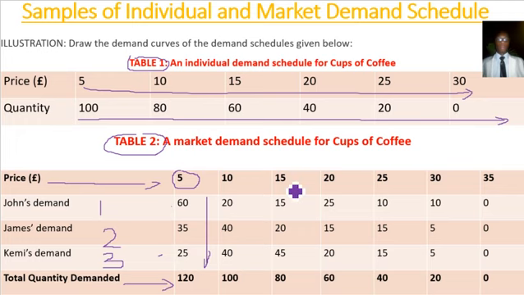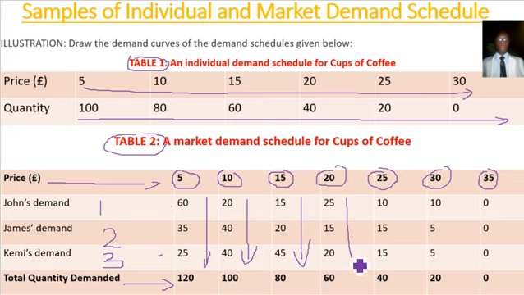You do the same thing at each of the other prices given to you, that is at 10, at 15 pounds, at 20 pounds, at 25 pounds, at 30 pounds, and at 35 pounds. When you sum them together, each of them will give you a total quantity demanded at each of the prices, as you can see down there. Have you seen it? Good. When you sum these three, you have 40. When you sum these three, you have 40. But because at $25 none of them demand for that commodity, the sum of the three will be 0.